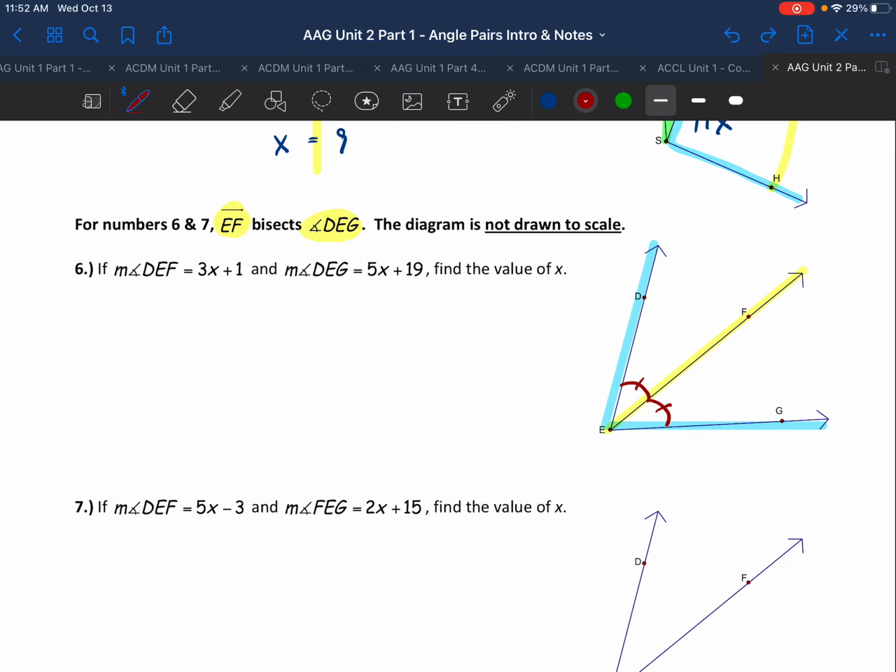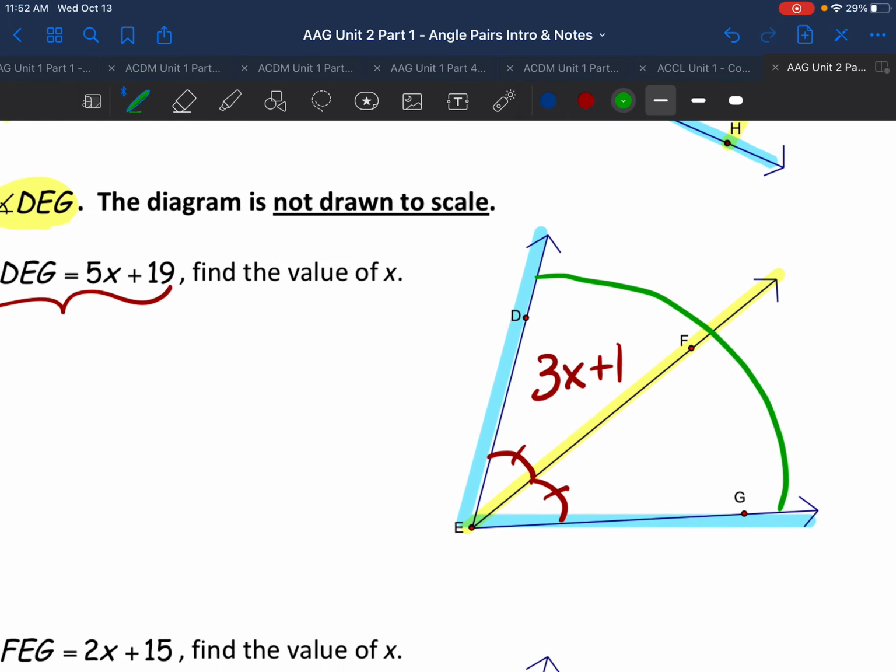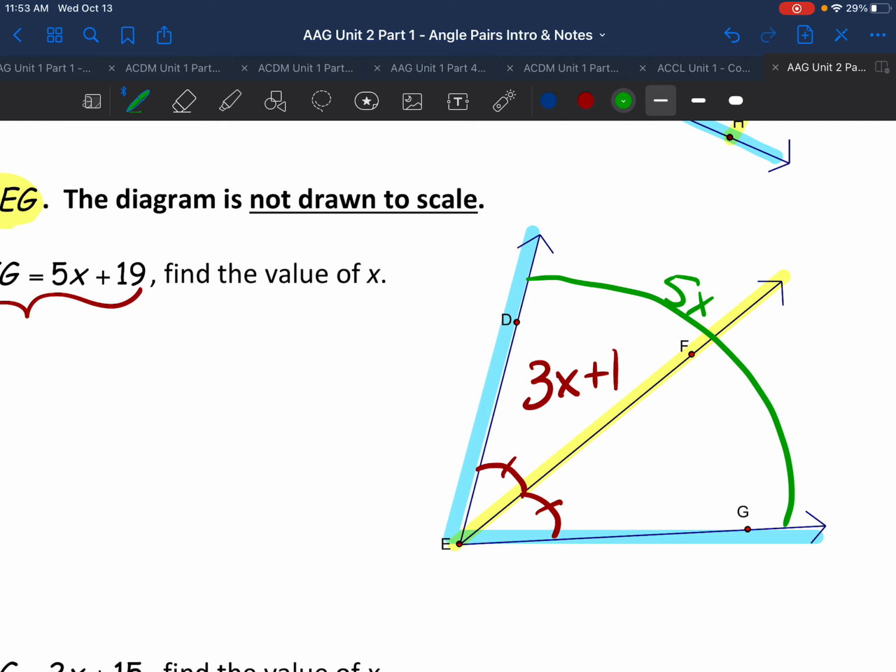So now they're telling us DEF, where's that? DEF, oh, this is 3x plus 1. All right, so this is only part of the angle. It's one part of it, one half of it. Next, they're telling us DEG. Well, wait, where's DEG? Oh, wait a sec. DEG is the entire angle here, guys. So just like before, they're giving us this entire angle measure. So 5x plus 19 is the whole thing.